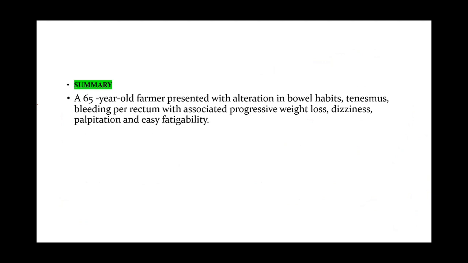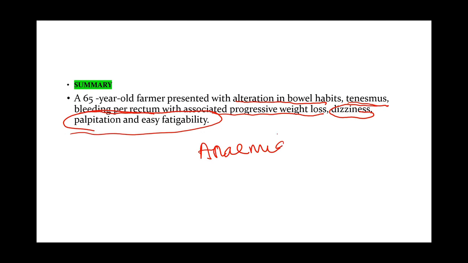Then you now summarize. In the summary, you mention the age of the patient, which is a risk factor, his constipation, the chief complaint, alteration in bowel habits, tenesmus, bleeding rectum, progressive weight loss, dizziness, palpitation, and easy fatigability are features of anemia. Okay? So now you can see this summary highlighted the important positives for a patient with rectal tumor.